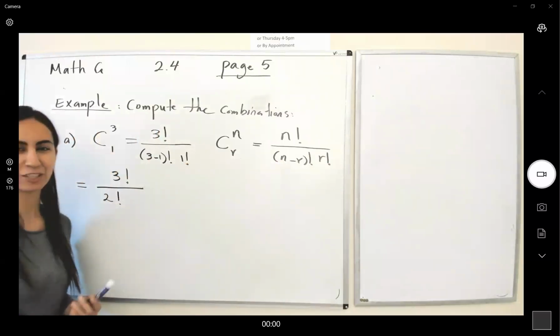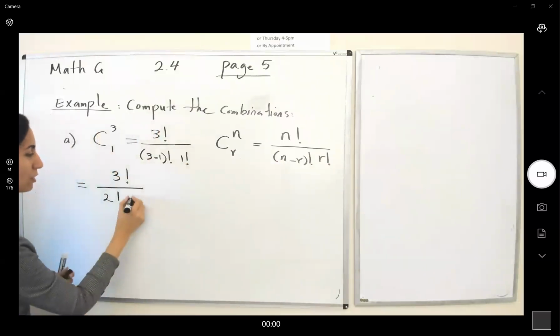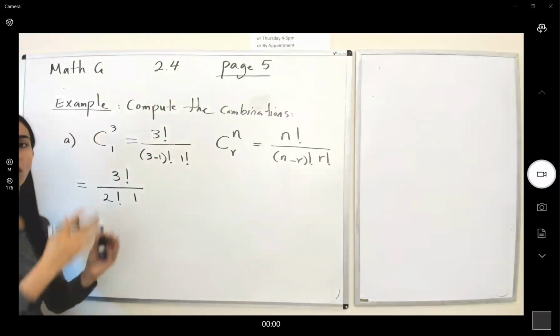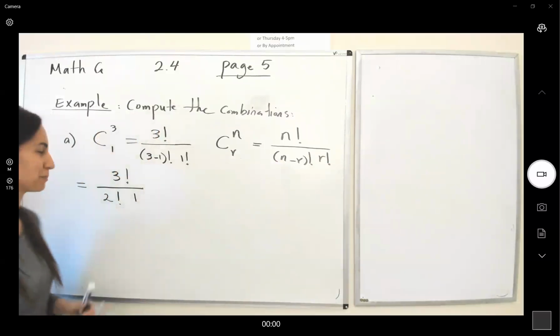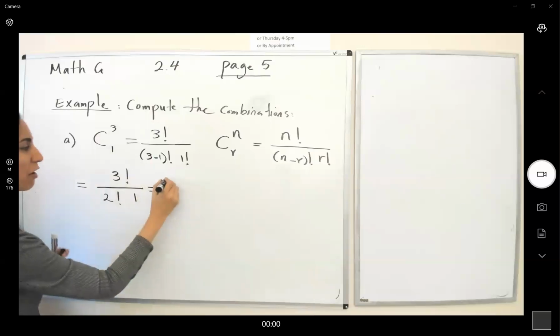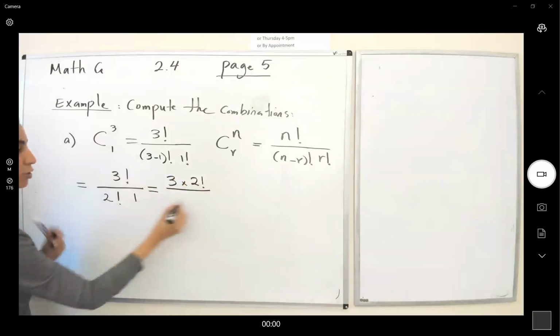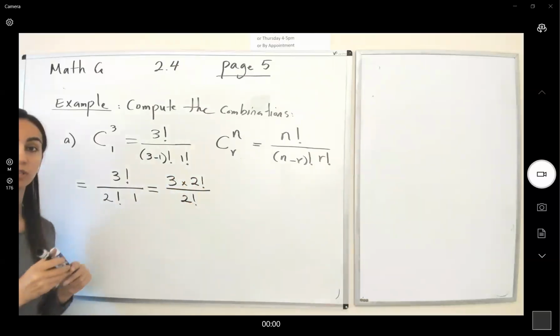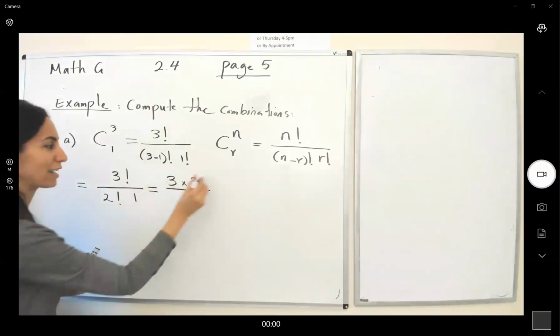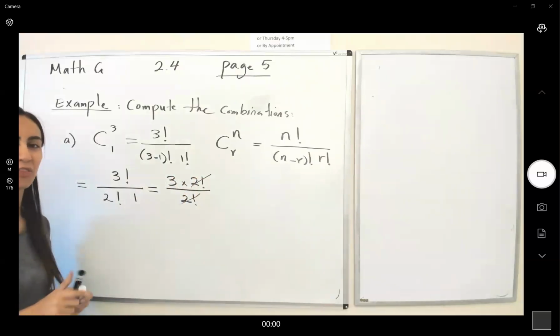Well, this is equal to 3 factorial divided by 3 minus 1, 2 factorial. And note that 1 factorial is just equal to 1, so we're not actually worried about it. You can copy 1 down, or it doesn't matter. On the numerator, you have 3 times 2 factorial. On the denominator, you have 2 factorial. Now you can cancel out 2 factorial, and you get 3.